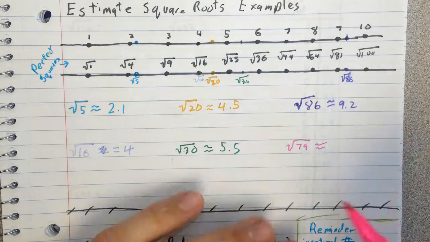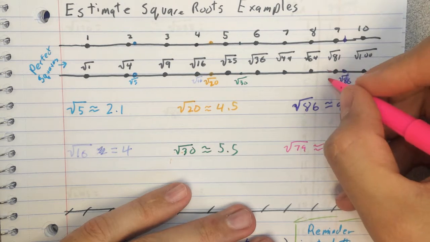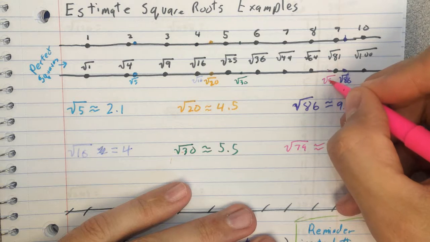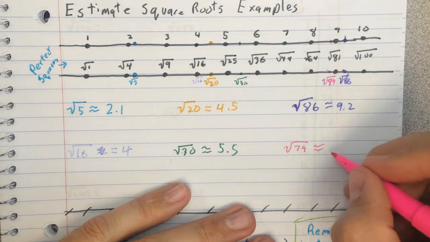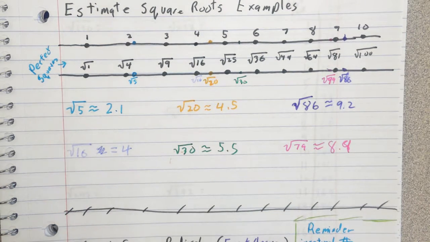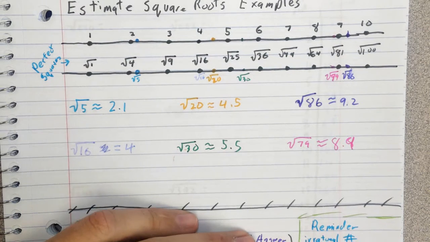And my last one, 79. Square root of 79 is going to fall pretty close to the square root of 81. Bring that up, we can call that about 8.9. That is 6 examples of estimating square roots.